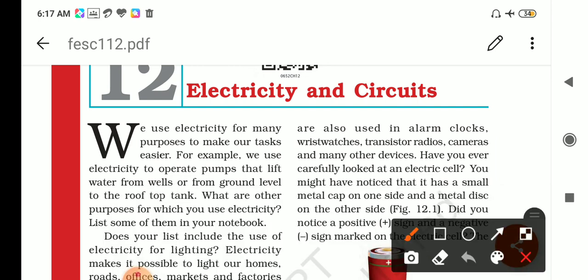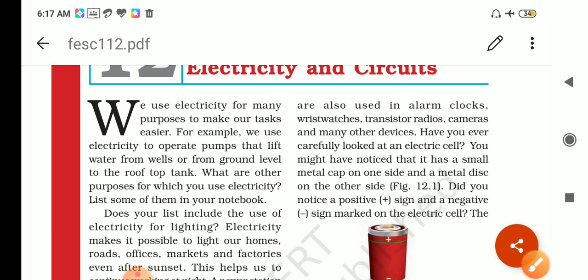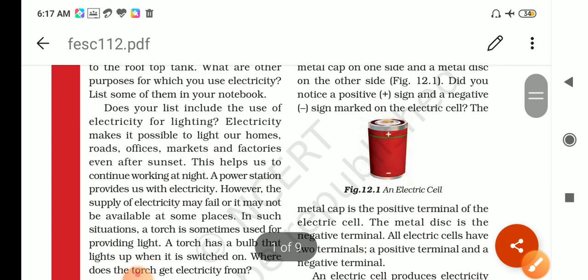Industry also needs electricity to run the machines, and we also have vehicles such as trains, buses, cars, which run on electricity. Electricity has simplified our life so much that we cannot imagine our life without it. We all know about it.